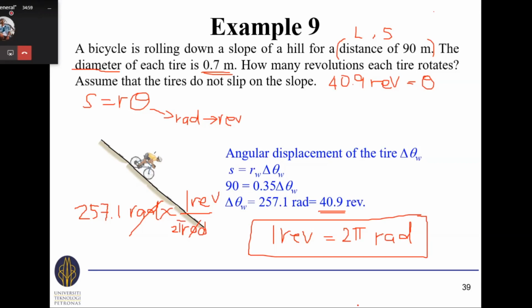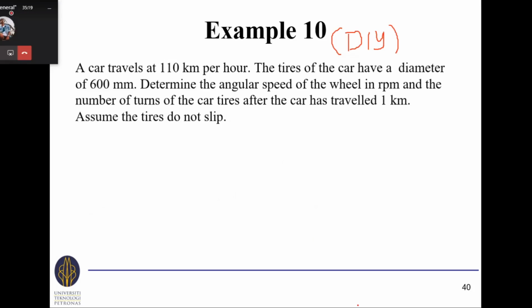Okay, I don't want to say that the calculation is wrong. No, no such thing. But if the calculation is logical and can also be used to find the same answer, by all means you can do that as well. But what I'm teaching you here is the correct way of using the formula step by step. All right. So for example 10, I really want to have this as DIY, but it's okay.